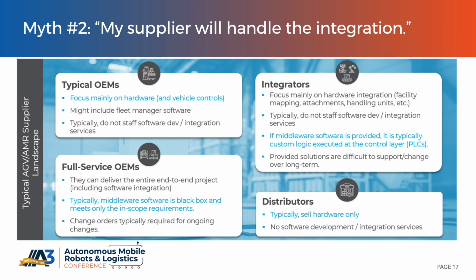Now, you've got full service OEMs down there to the left as well. In this case, they are built to handle end-to-end integrations, and they want to do so. But they're going to use middleware that is their middleware that works the way that they do, and it's going to be kind of black box, and it's going to do only what you need for that particular project. So scalability is a concern there, and most likely, if you need to make any changes moving forward, you're going back to that supplier, and there are change orders involved in order to make those changes. So it's very hard for you to scale that moving forward.